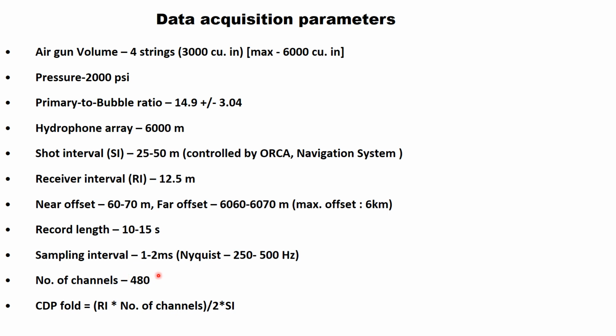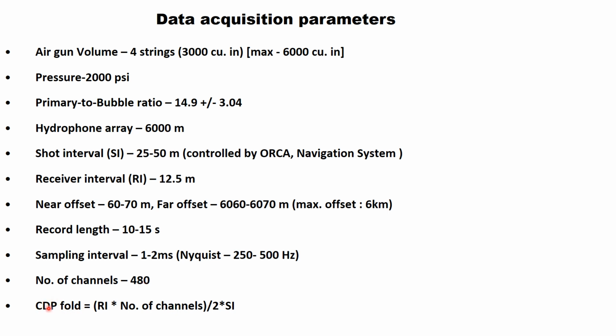Sampling interval is 1 to 2 milliseconds. If it's 1 millisecond, then the Nyquist frequency is 500 hertz, and if it's 2 milliseconds, it's 250 hertz. There are 480 channels onboard in our streamer, and that's called a multi-channel seismic system.